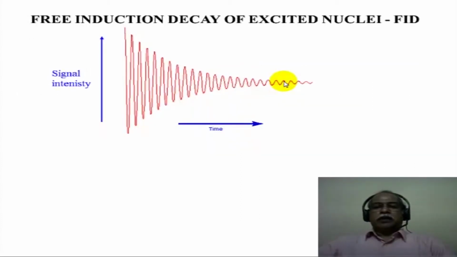This is pictorially represented here. This is the free induction decay of a single nucleus, for example. It is a sinusoidal decaying curve that is shown here. This is the signal intensity versus time. Over a period of time, the nuclei relax back to the ground state, indicating the free induction decay of the signal as it is shown in this picture. This is for a single frequency.